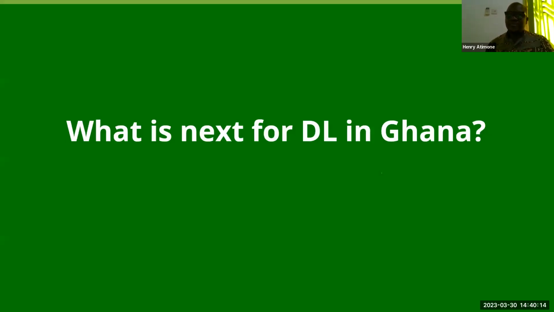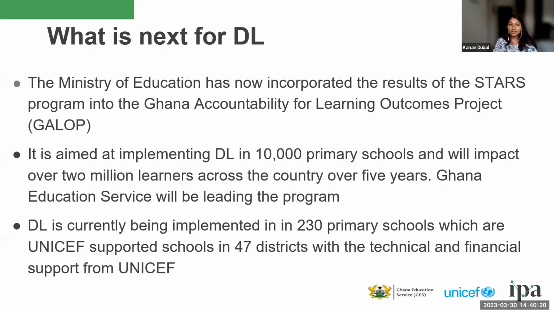Kanan, over to you. Yeah, thank you so much, Henry. So what is next for DL/TI in Ghana? As some of us might know, the Ministry of Education has now incorporated the results of STARS into the GALOP program, which is the Ghana Accountability for Learning Outcomes Project. The project is aimed at implementing DL in over 10,000 primary schools and will impact over 2 million learners across the country over the period of the project, which is about 5 years.